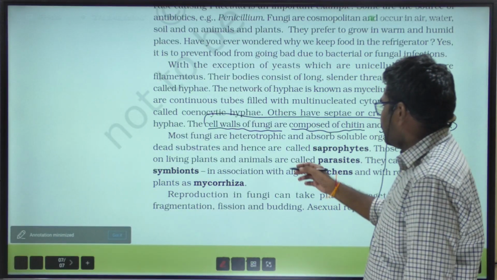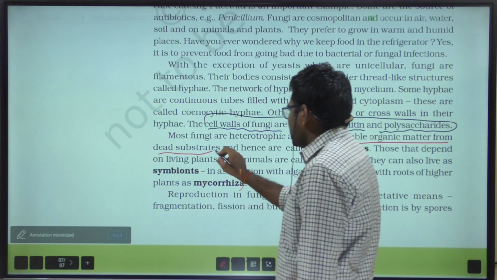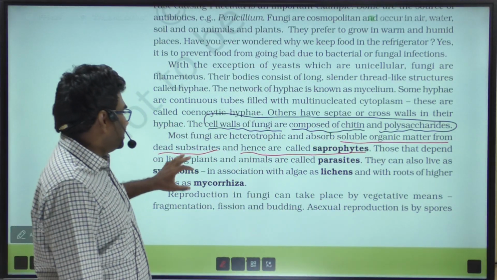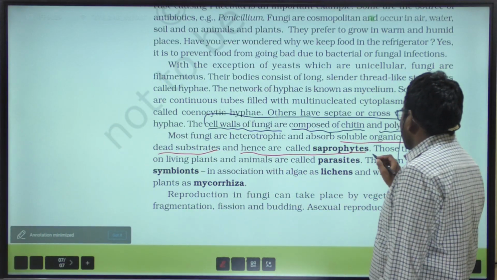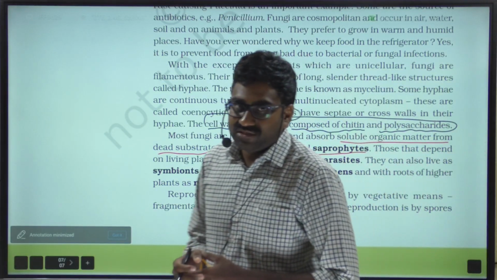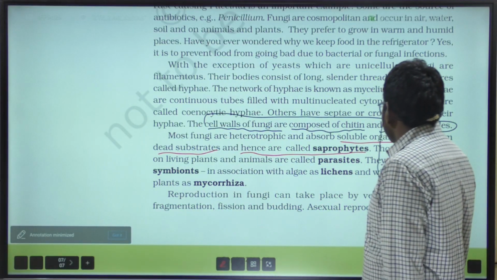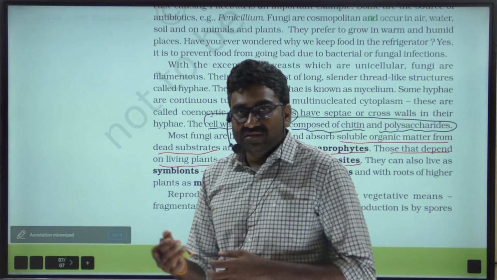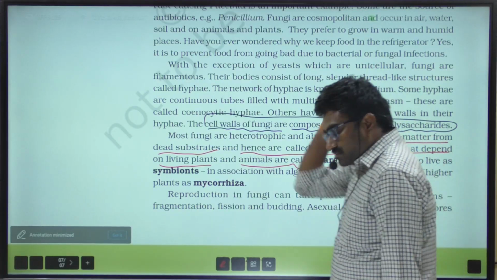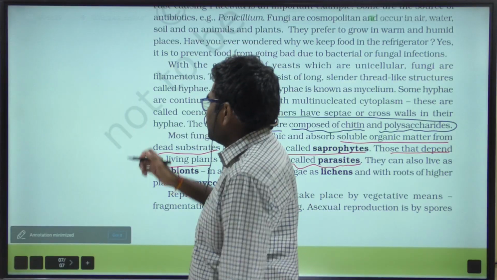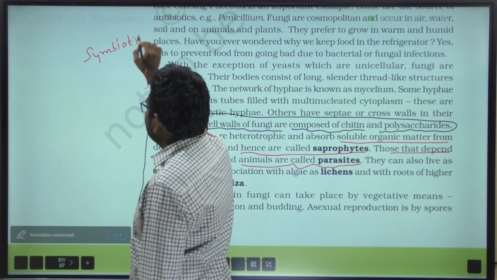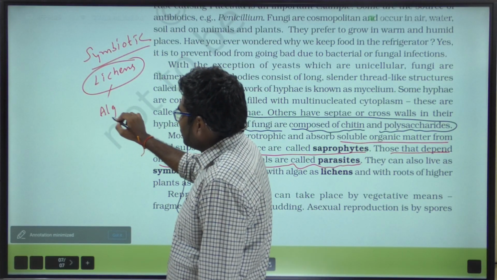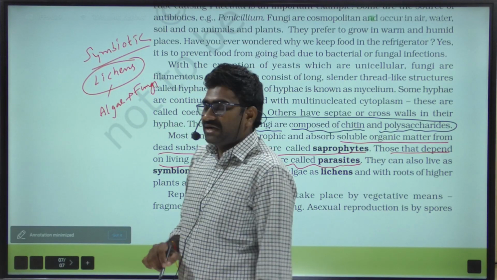Most fungi are heterotrophic. They absorb soluble organic matter from dead and decaying substrates, and hence are called saprophytes. Here the dead material is called detritus. Those that depend on living plants and animals are called parasites, and some show symbiotic association with lichens. Lichens are specialized organisms in which algae and fungi live as symbionts.